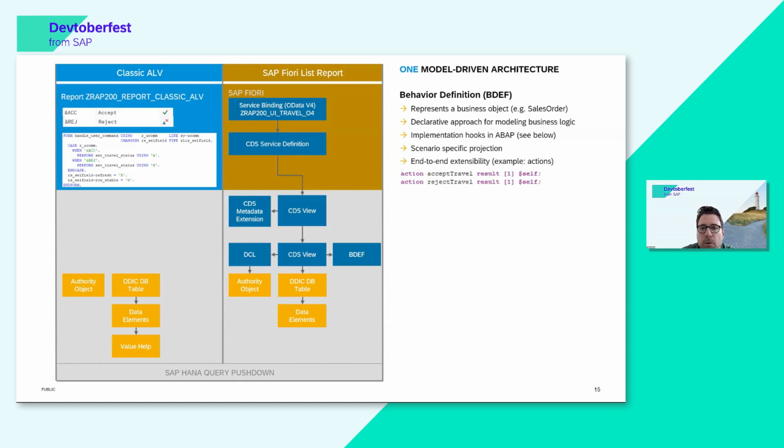And here we are also following this declarative approach. And we have implementation hooks available where we can then implement this behavior. So, for example, actions, the accept, reject action, but which is not part of today's presentation. For example, also create, update, delete behavior as standard operations which are available in the business object.